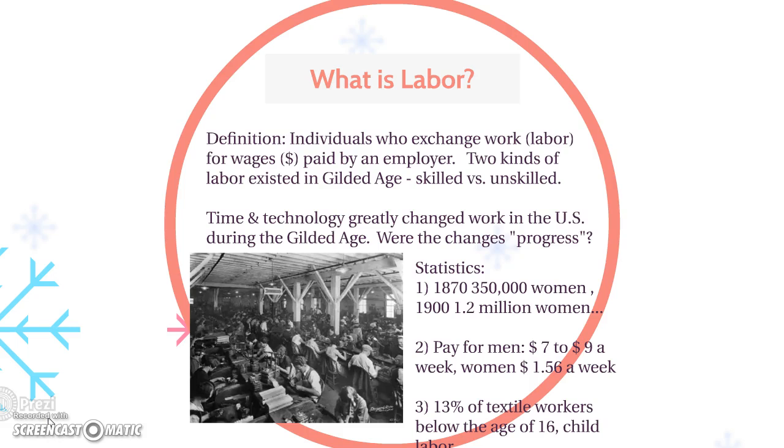So think about that. Technology really led to the de-skilling or unskilling of labor in the Gilded Age. As new inventions, new machines, and new processes were developed and perfected, skilled labor became less and less in demand, and unskilled labor began to dominate. So I guess the question we might ask here is, were the changes in labor progress?